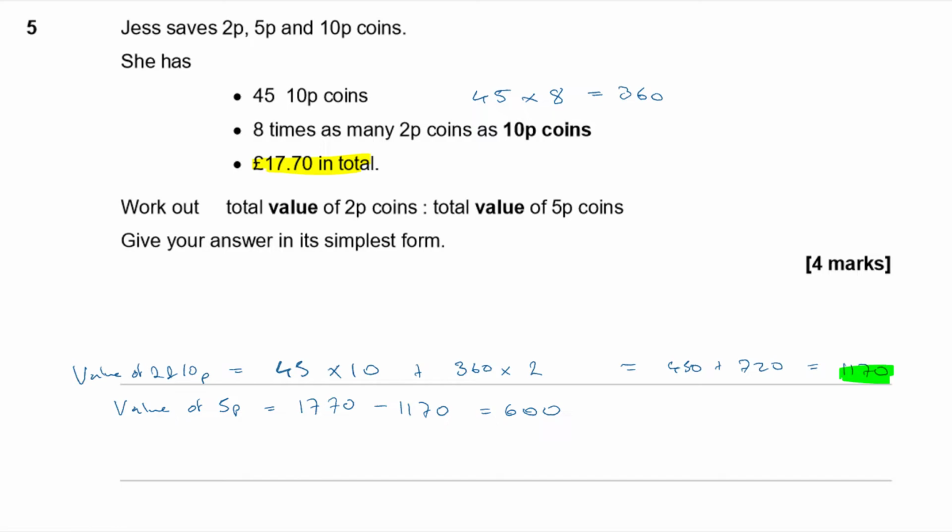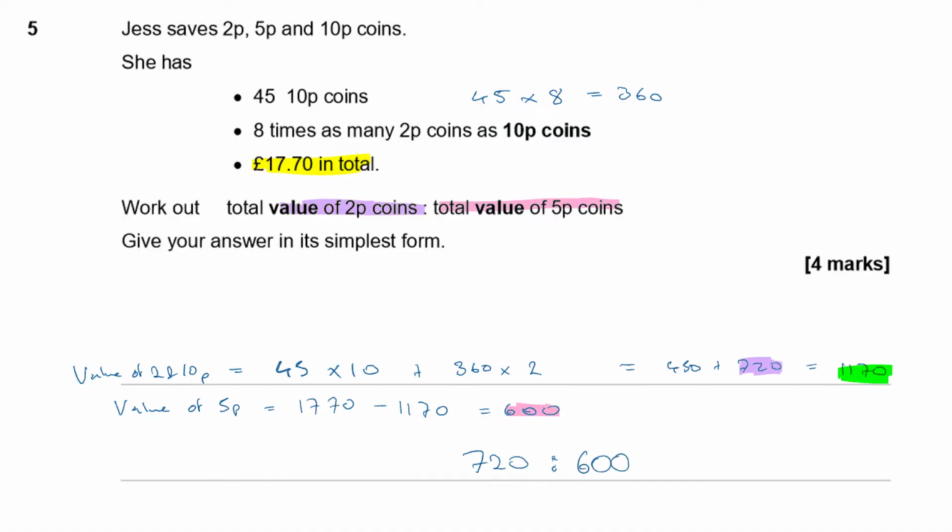Okay, so then what I want to know is the number of 5p coins. No, I need the values. So that's the value of my 5p coins, and the value of the 2p coins we said was 360 times 2, that's 720. So then the ratio of the value of the 2p coins to the value of the 5p coins is going to be 720 to 600.